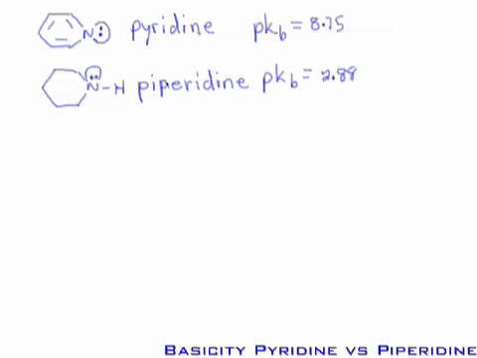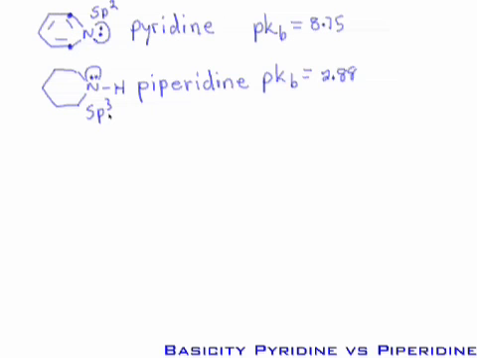So how do we rationalize this difference? Well, this nitrogen is sp2 hybridized. There's one atom here, one atom here, and one lone pair. That's hybrid orbital number 3. This has 3 atoms and a lone pair, hybrid orbital number 4. This lone pair is sp3.